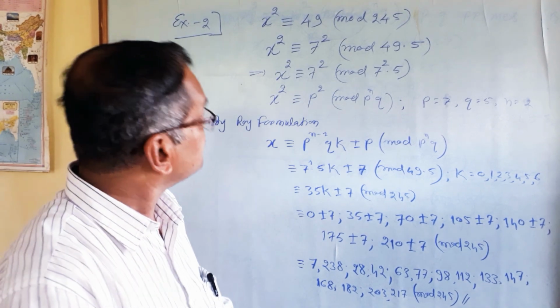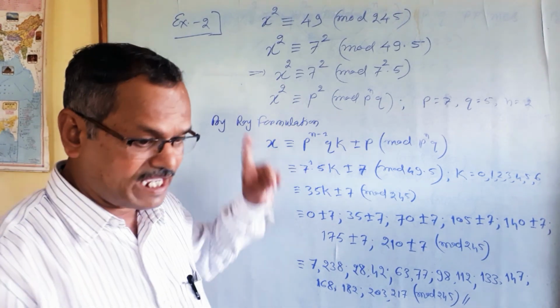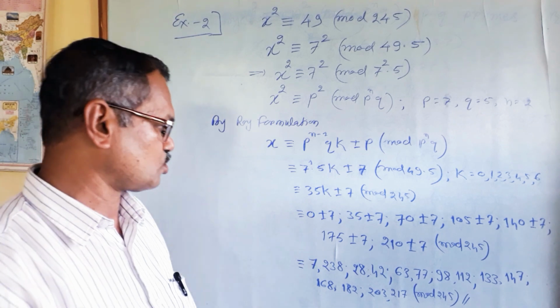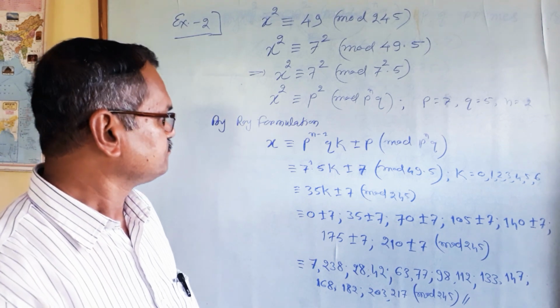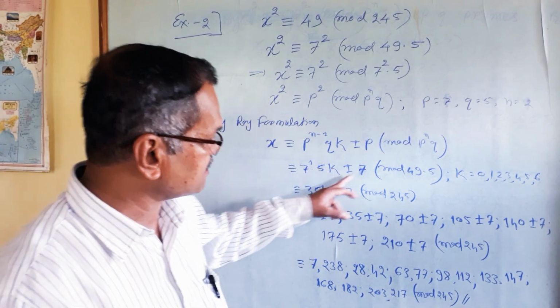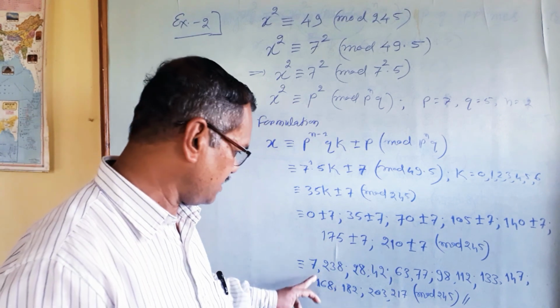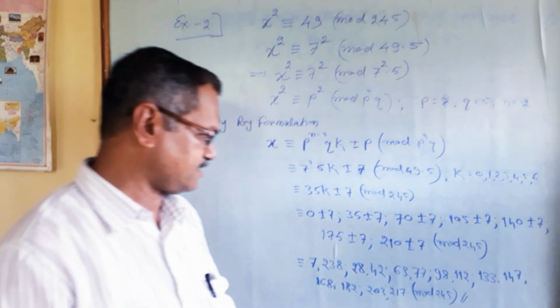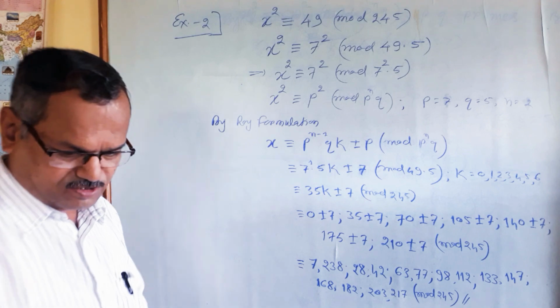So such type of congruence always has double p, 2p solutions, double of the prime. Here our prime was 7, so 7 double is 14. These are the 14 solutions.